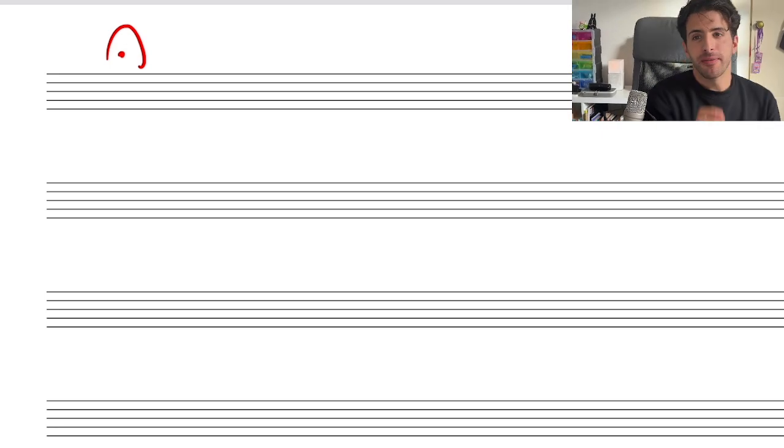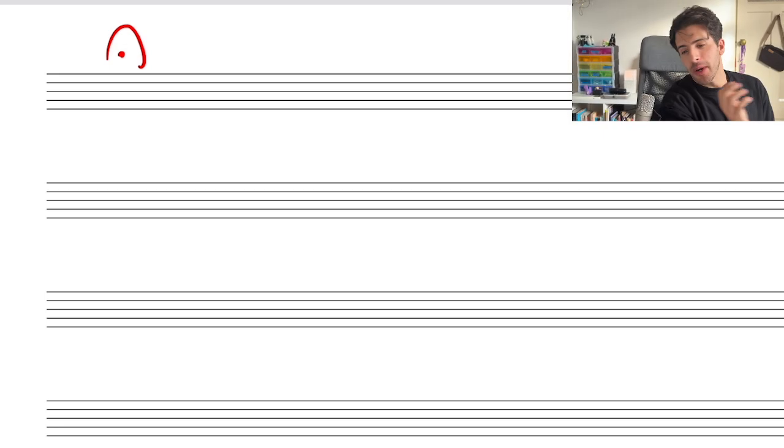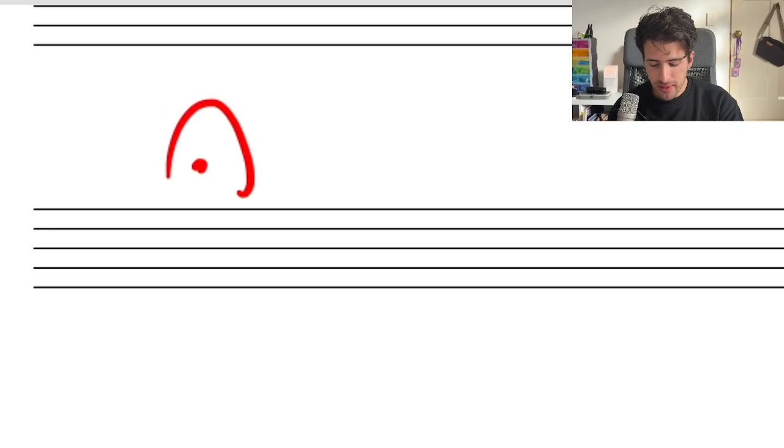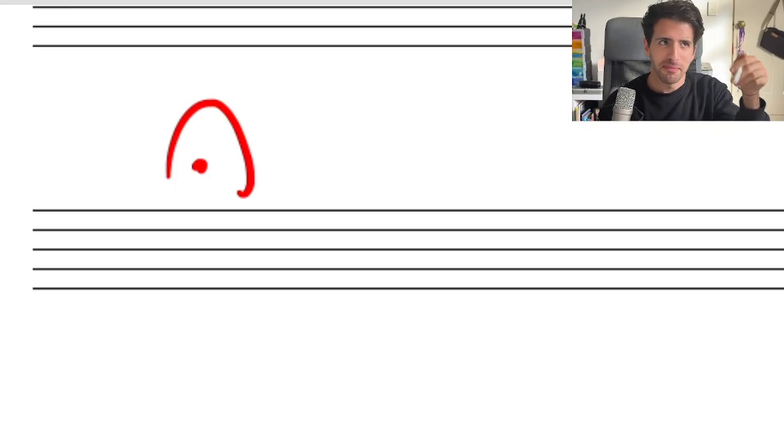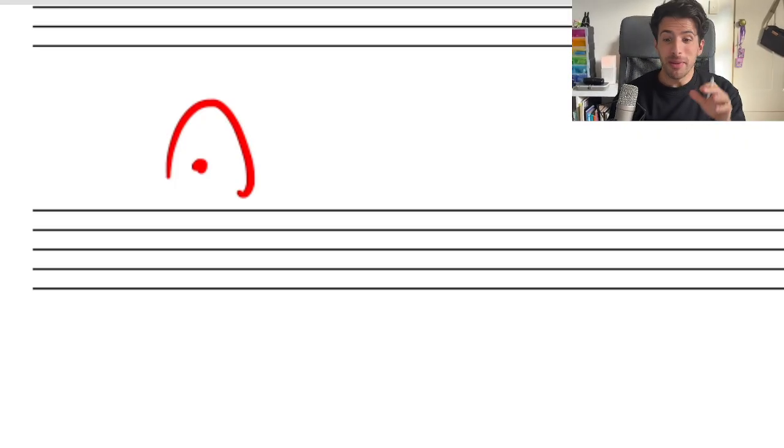Alrighty, let's talk about a few musical symbols. First notable one is the fermata. So the fermata is this kind of upside down half circle with a dot in the middle. It means to pause or to hold.